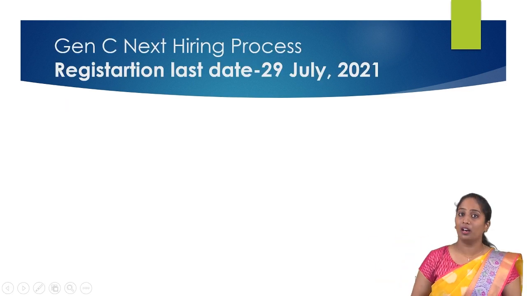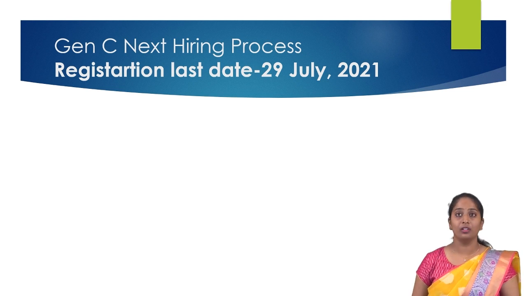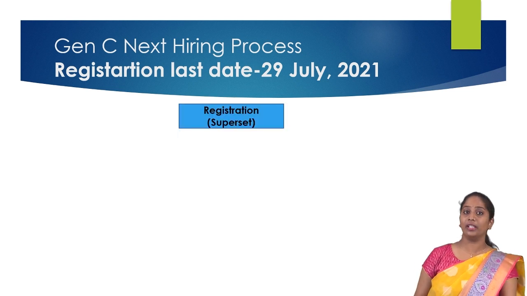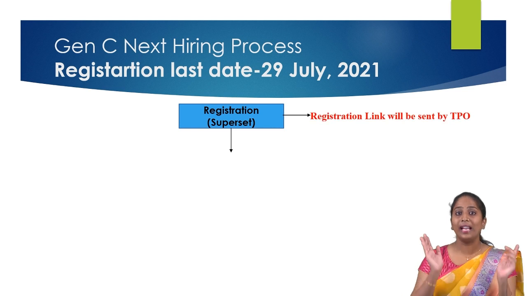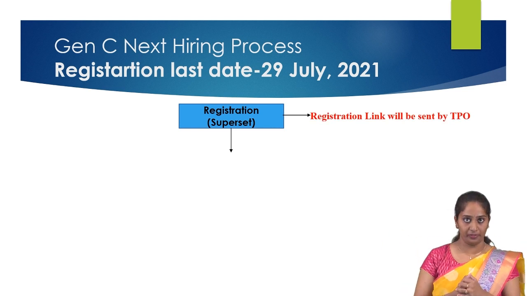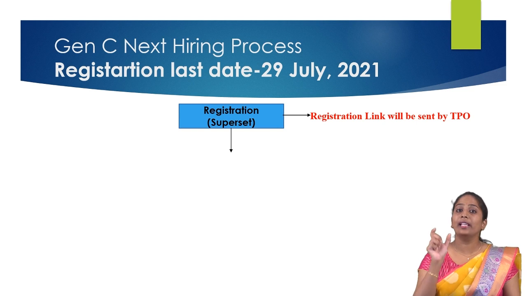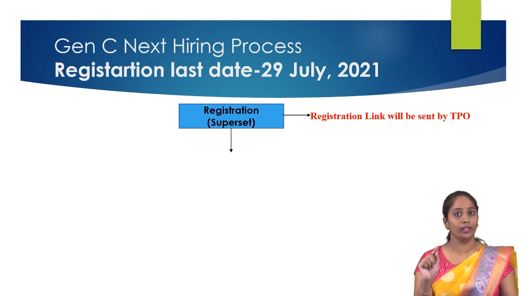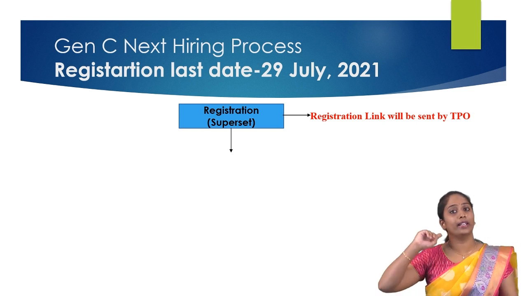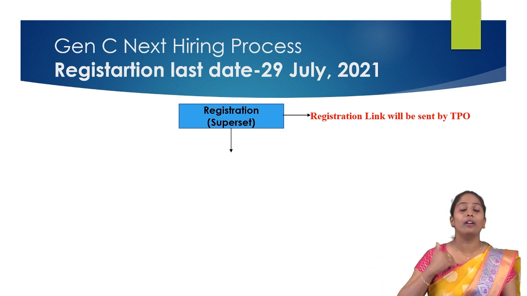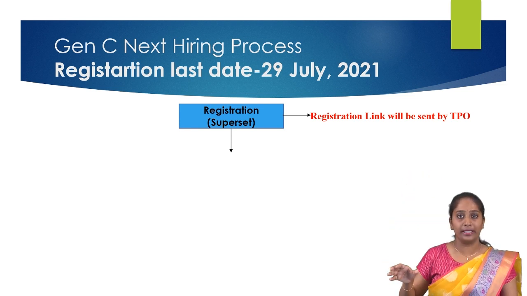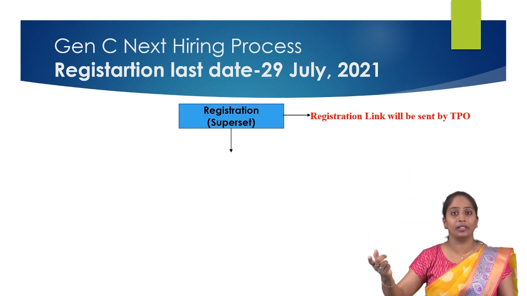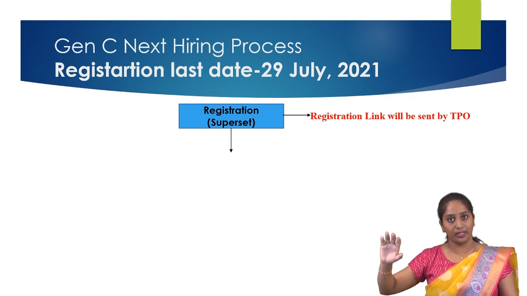Now let's see the GenC Next hiring process. First, you have to do your registration on Superset. For the registration, you get a link, which will be sent from your placement officer to your mail ID. You have to click on that link, which directs you to Superset. There you create your Superset ID, where you can see all the further details of your complete Cognizant process, which will be processed further.